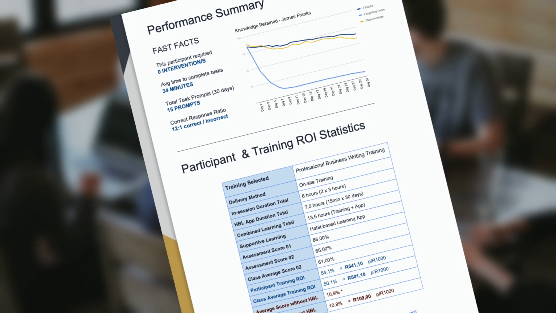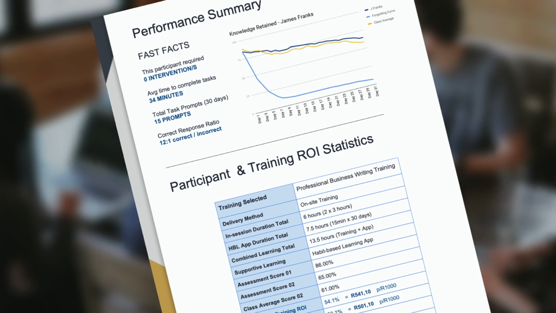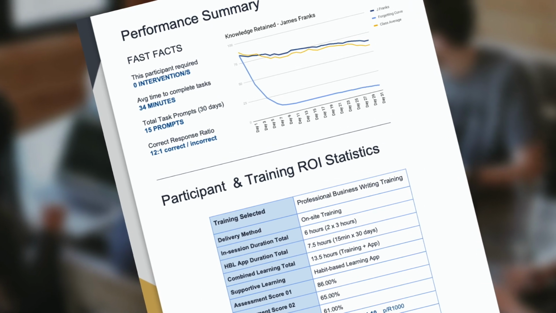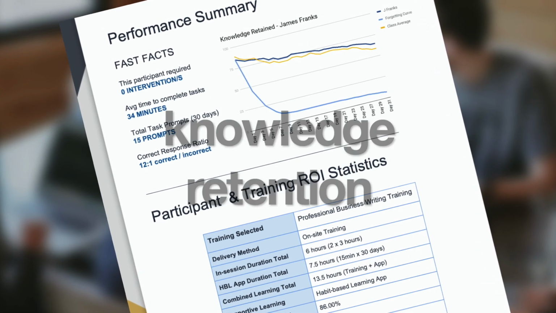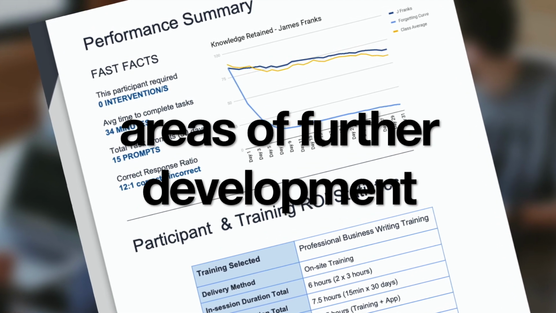Now, at the end of 30 days, on completion of the Habify process, a second assessment is completed and compared to the first assessment. Both assessments are identical in structure to give an accurate reading of what the learner has remembered from that training. We can now calculate their knowledge retention, which is portrayed in a comprehensive graph-based report. This report highlights scores for participation, knowledge retention, training ROI, and areas that may require further development.